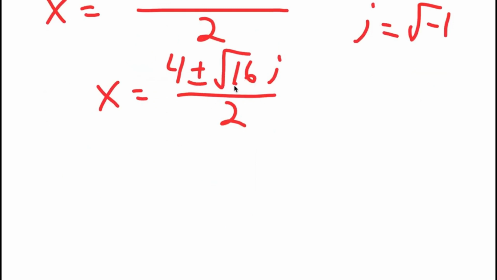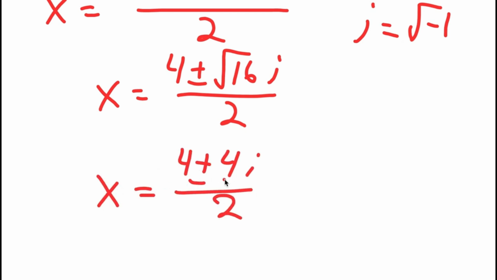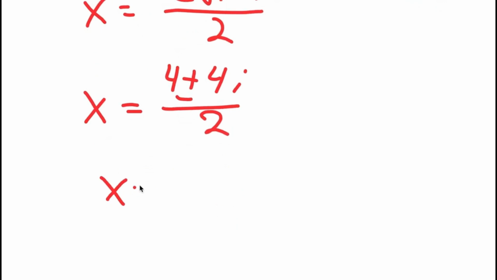Now the square root of 16 is simply 4. So I get x is equal to 4 plus or minus 4i over 2, which is equal to 2 plus or minus 2i.